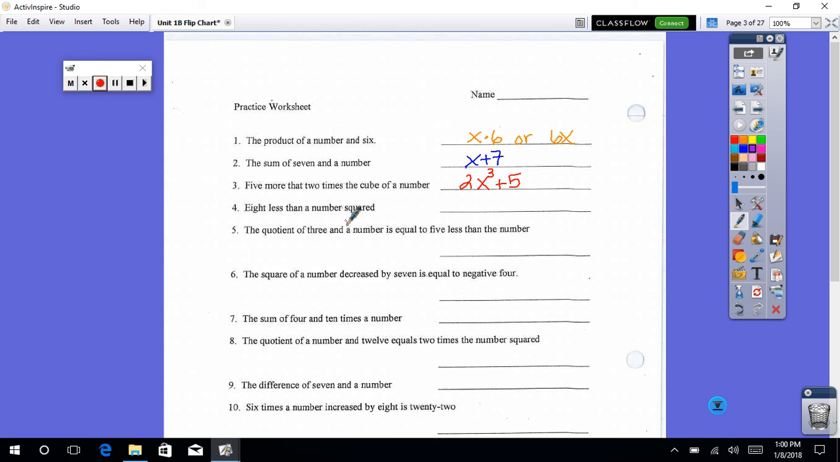8 less than a number squared? Okay, here's what I need you to know. If you see less than, you are going to take whatever it is talking about and it goes behind the next thing. Okay, subtraction is probably one of the most difficult ones. Okay, so 8 less than a number squared. So I have the number squared and then I subtract 8 from that.